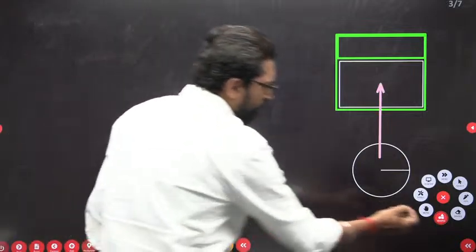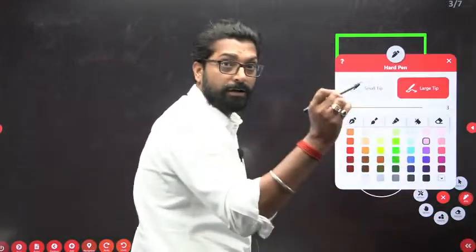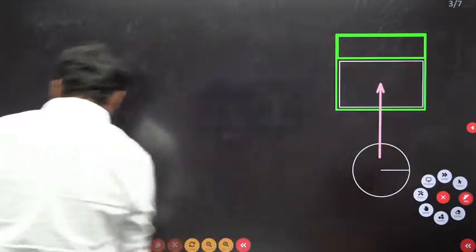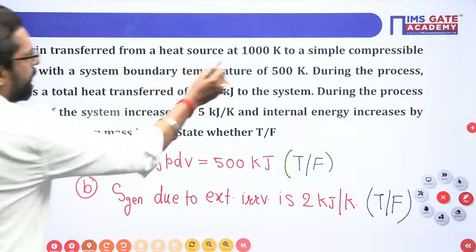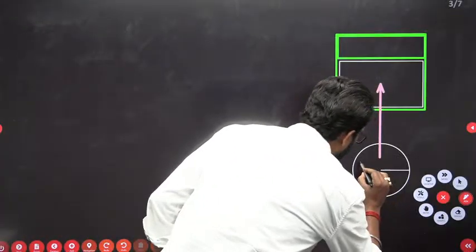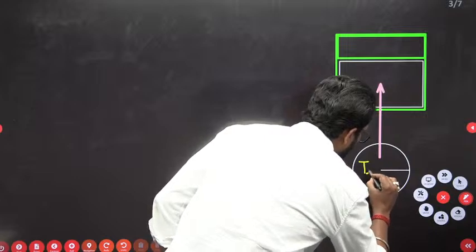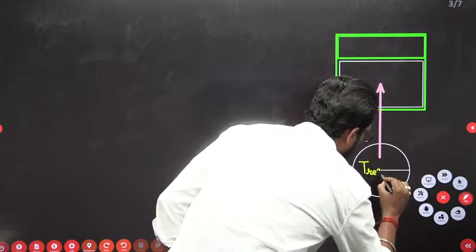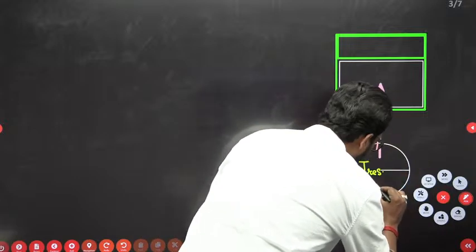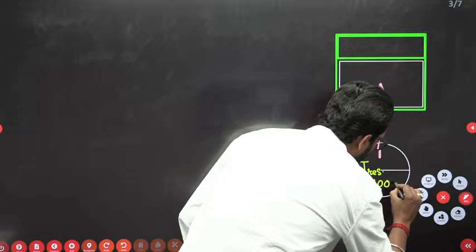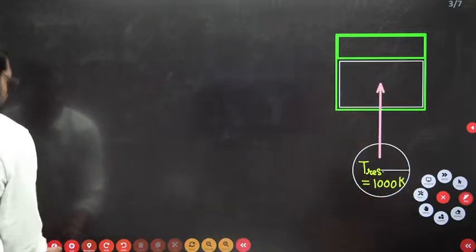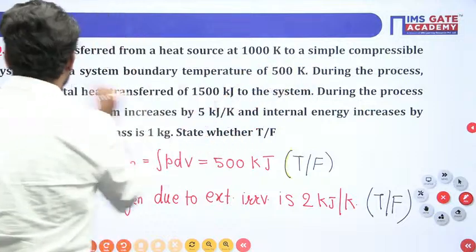Now my dear, in this question they say system boundary temperature. That means the heat source, the reservoir temperature, T of reservoir, T of surrounding, is given as 1000 Kelvin. Clear? And the system boundary to a simple compressible system.